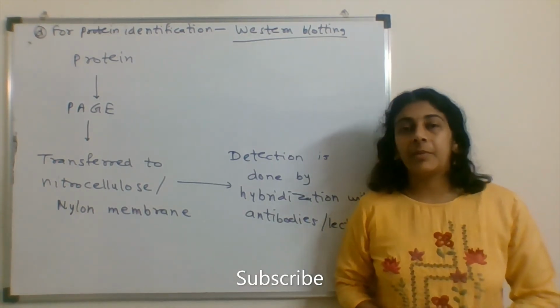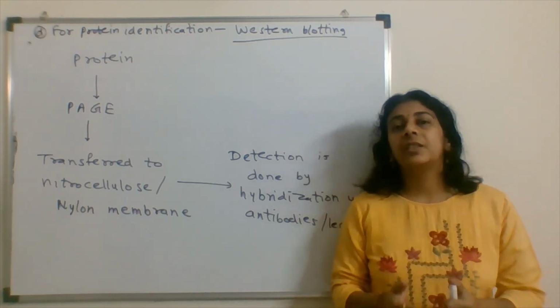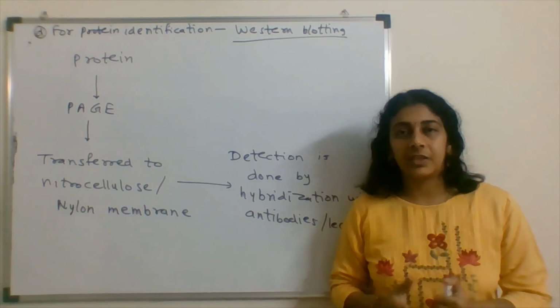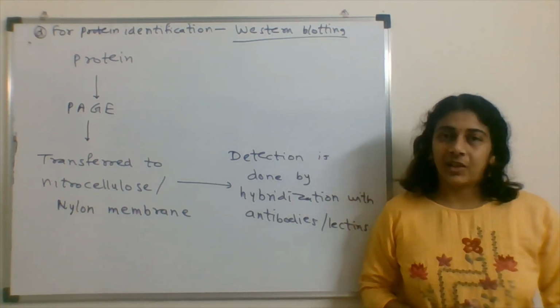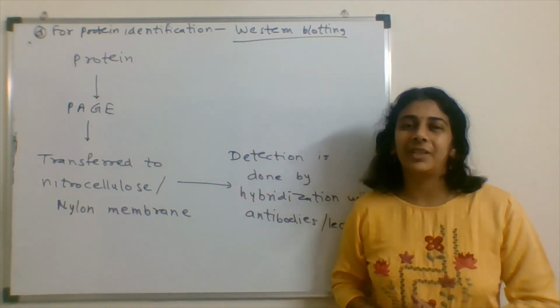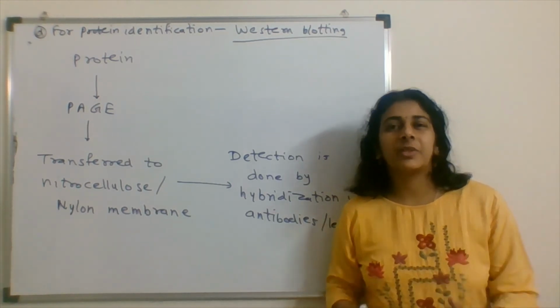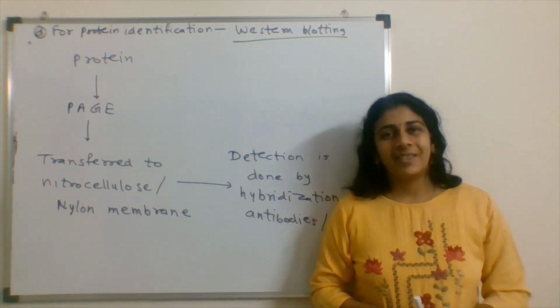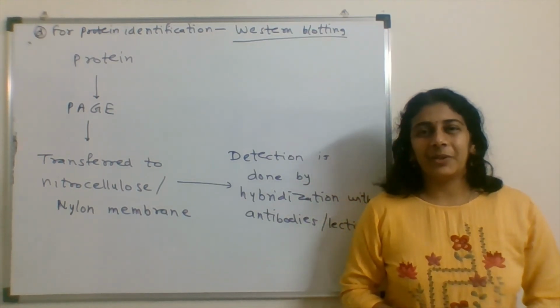When we talk about membranes, for the identification of DNA, the transfer is done on a nitrocellulose membrane. In case of RNA, it is done on a nylon membrane, and for protein, any of the membranes can be used. So these are some differences. The basic procedure for the technique is similar. Here I conclude today's video.